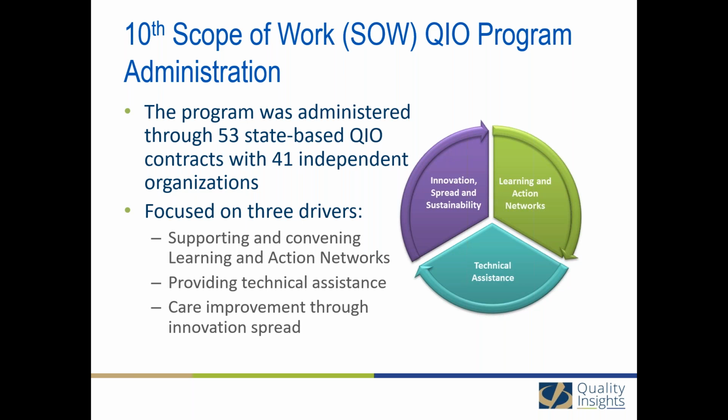So what that means is some QIOs work together under a parent umbrella. For example, Quality Insights had the contracts for West Virginia, Delaware, and Pennsylvania. And in that work, we focused on 3 drivers: supporting competing learning action networks, providing technical assistance, and care support through innovation spread.